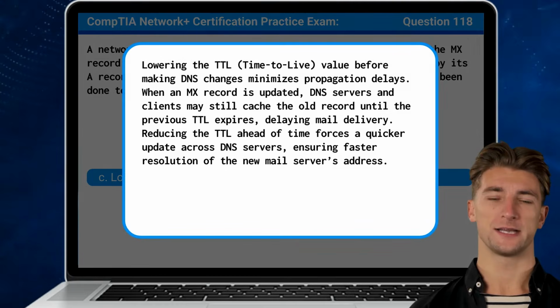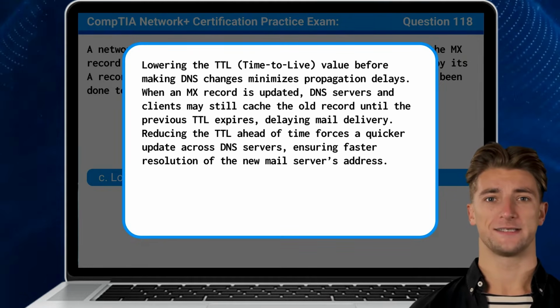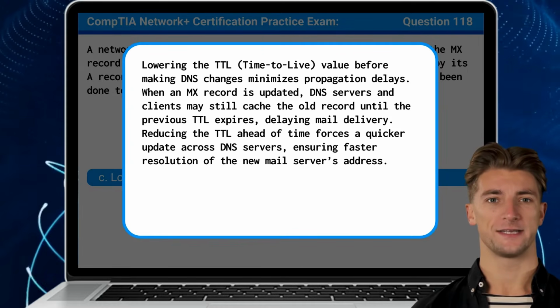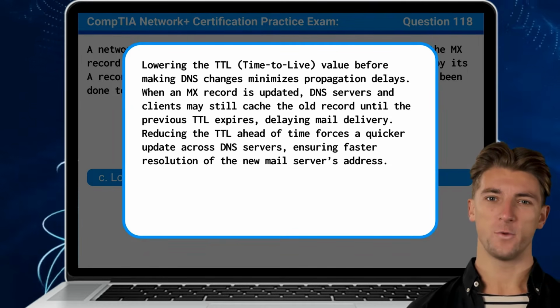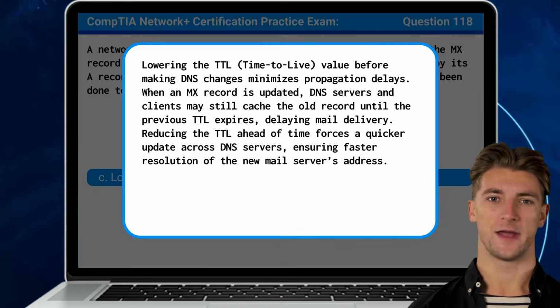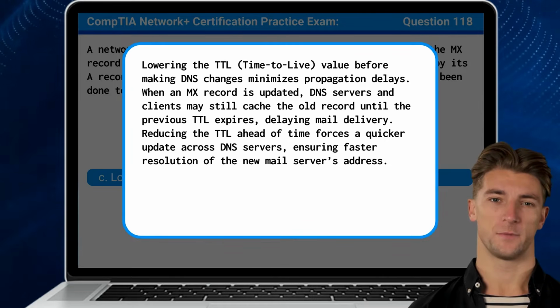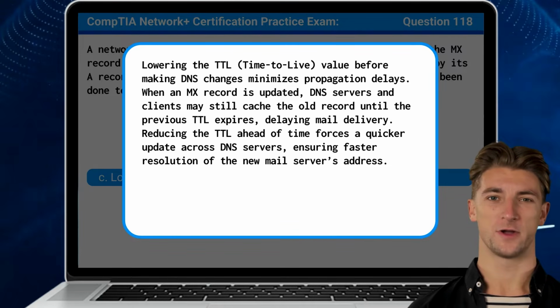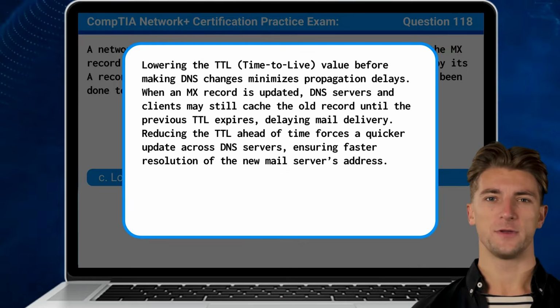Lowering the TTL, or time to live value, before making DNS changes minimizes propagation delays. When an MX record is updated, DNS servers and clients may still cache the old record until the previous TTL expires, delaying mail delivery. Reducing the TTL ahead of time forces a quicker update across DNS servers, ensuring faster resolution of the new mail server's address.